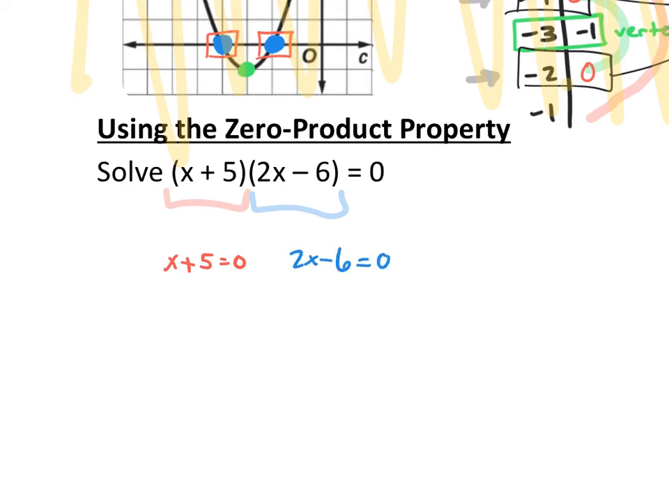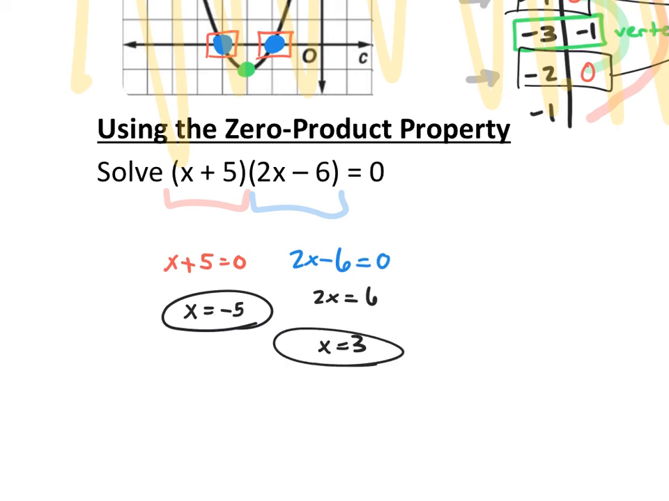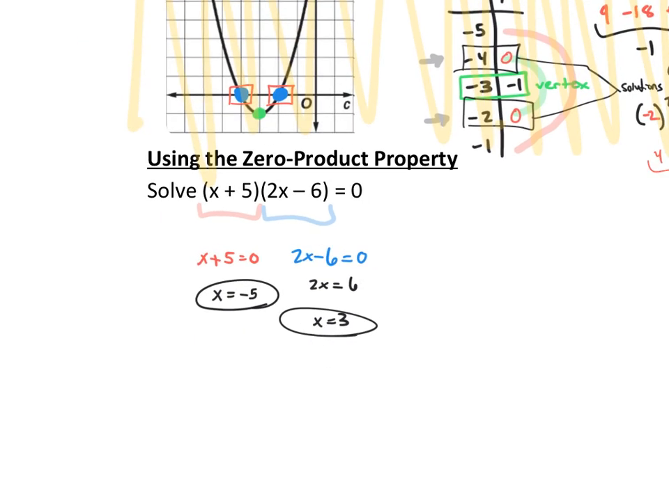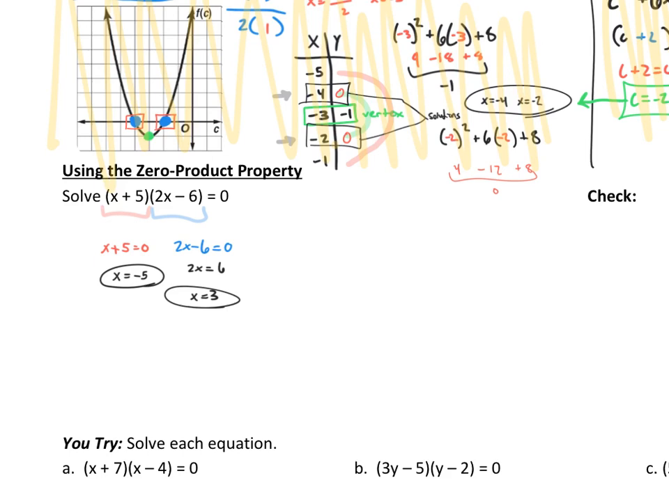And then solving. So on this one, I'd subtract 5 from both sides. On this one, I'd add 6 to both sides and then divide by 2. So these answers here would be -5 and 3. And you could check this by making sure that when you plug those back in, you get zeros for both. Right, so I'm going to need to do this process twice.